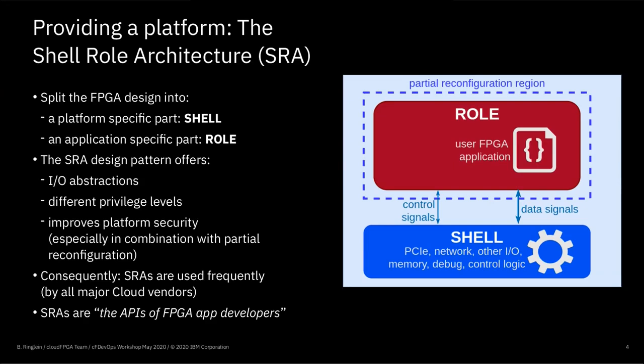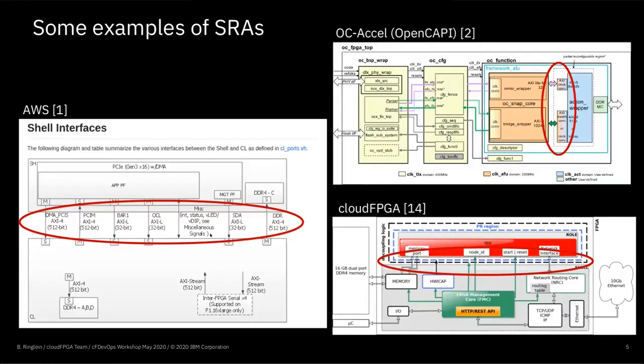Consequently, the SRA design pattern is widely used, as you can see in the following examples. And since a lot of people speak about APIs, I call the SRA somehow the API of FPGA developers, because that's somehow the interface the app developer faces to design his application. So some examples are AWS on the left-hand side. I think you have all seen that. OC-Accel, or the OpenCAPI SNAP framework, here on the top right. Our cloudFPGA in Zurich is somehow depicted here on the lower right-hand side.